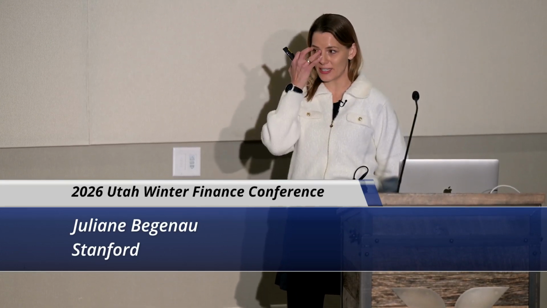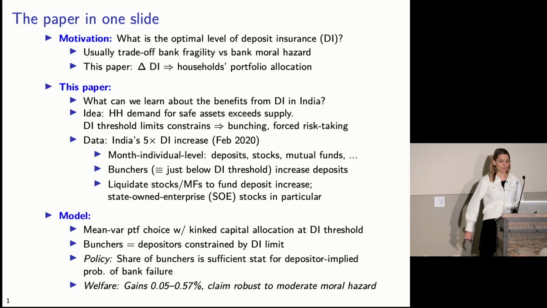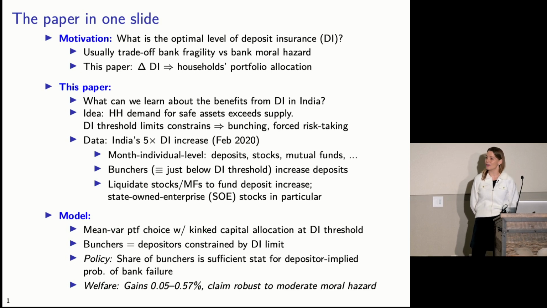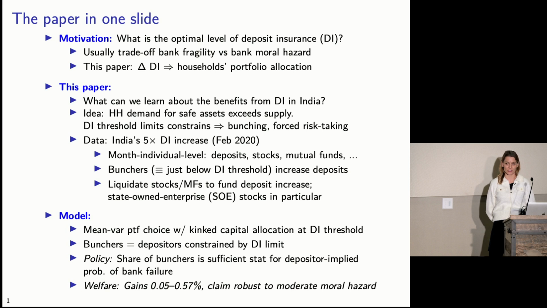So this paper is motivated by a very important question in banking and also financial regulation. What is the optimal level of deposit insurance? And usually, as Nishant was highlighting, it's the usual trade-off between bank fragility, access to safe liquidity, and bank moral hazard. And this paper tries to cast a new channel into the light, here talking about how the change in deposit insurance limit basically affects the household's portfolio allocation and then the resulting welfare consequences.